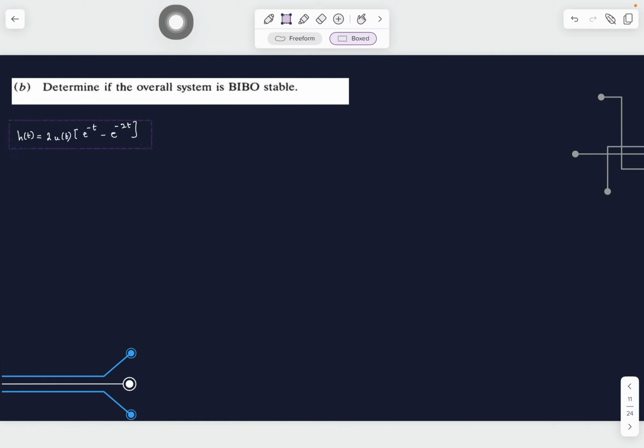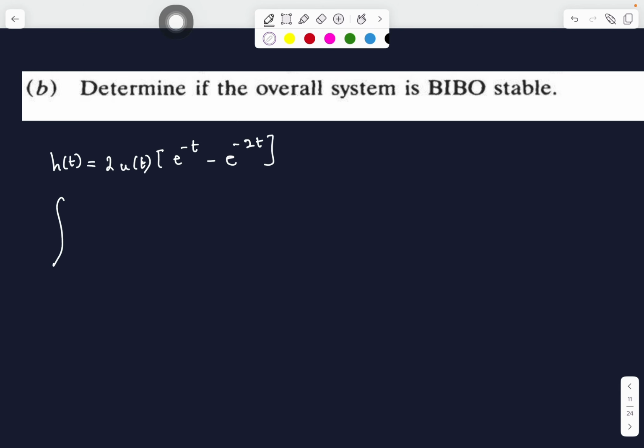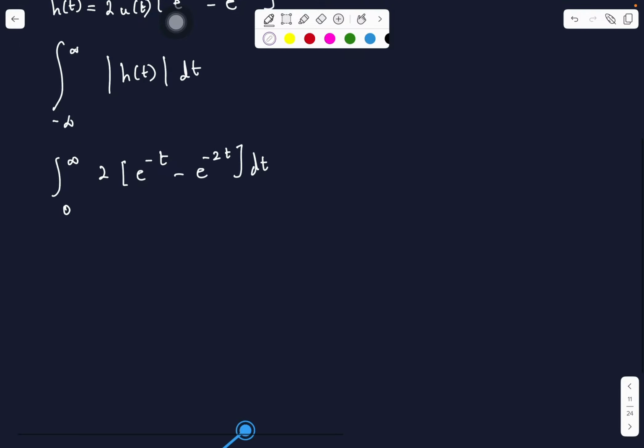So letter B asks us to determine if the overall system is stable, so we just need to integrate this impulse response under the absolute value dt. Since we have u(t), we can just change the limits to be from 0 to infinity, of e^(-t) minus e^(-2t) dt. And then we can integrate each term separately. Take out the 2: integral from 0 to infinity of e^(-t) dt minus integral from 0 to infinity of e^(-2t) dt.